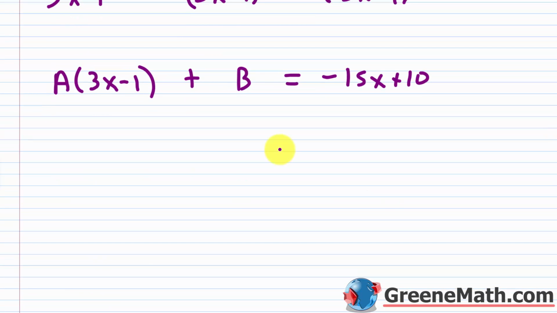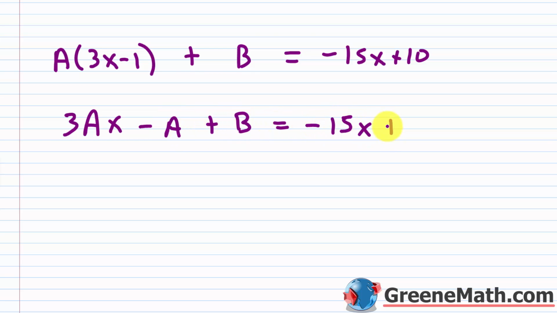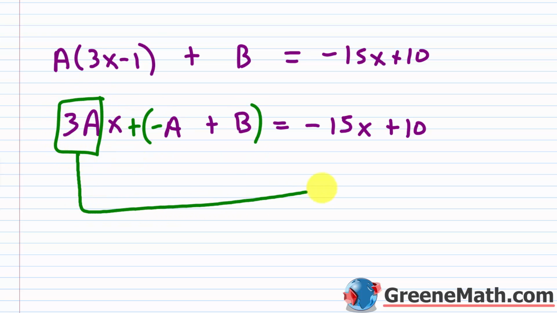So what I'm going to do is, again, just stick with the textbook method so nobody gets confused. I'm just going to distribute the a, so I'm going to have 3ax, and then minus a, and then plus b. This equals negative 15x, and then plus 10. Okay, so at this point, I want to group this. I'm going to put this as plus negative here, and this right here is the coefficient of x in each case.